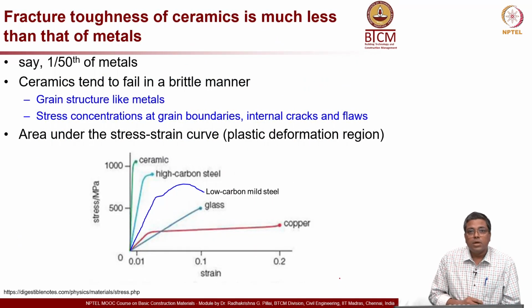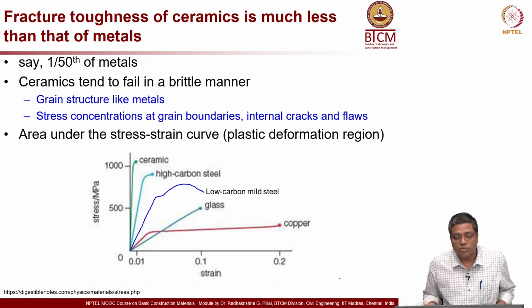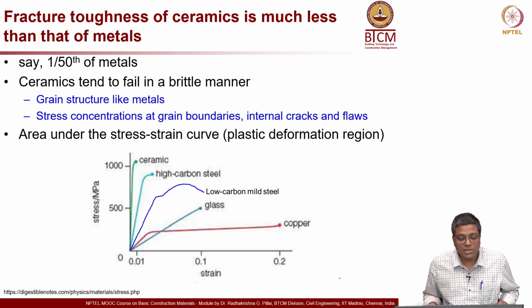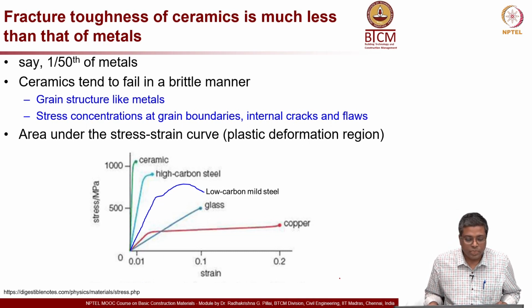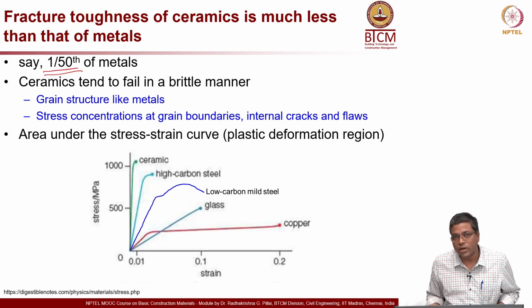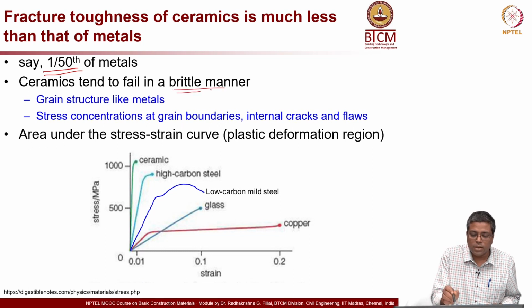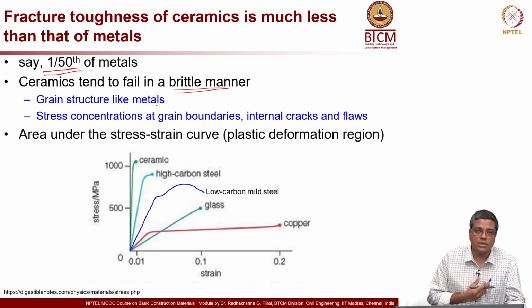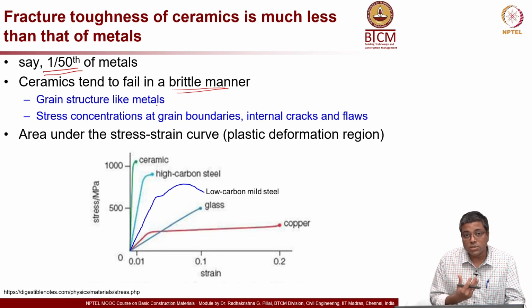Now, again we just discussed the fracture toughness in the previous slide, and we know it is much less than that of metals. It's much less means it could be even 1/50th of that of metal. So, it could be very low, very brittle in nature. So, they tend to break in a brittle manner, and like you have grain structure in metals, you also have a similar structure in ceramic materials also, and stress concentrations can happen.